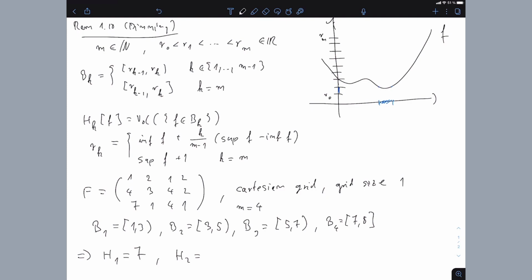Same here. Here we're just counting the 3s and 4s, and it's 4. Now we are counting the 5s and 6s. We don't have any. And the last one is counting the 7s and 8s, but 8s we cannot have because the maximum is 7. So there's just 1.